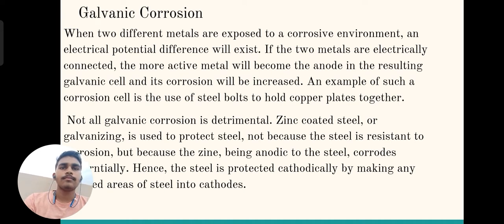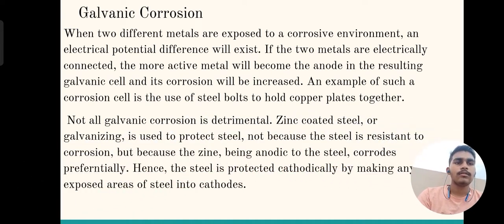Galvanic corrosion. When two different metals are exposed to a corrosive environment, an electrical potential difference will exist. If the two metals are electrically connected, the more active metal will become the anode in the resulting galvanic cell, and its corrosion will be increased. An example of such a corrosion cell is the use of steel bolts to hold copper plates together.